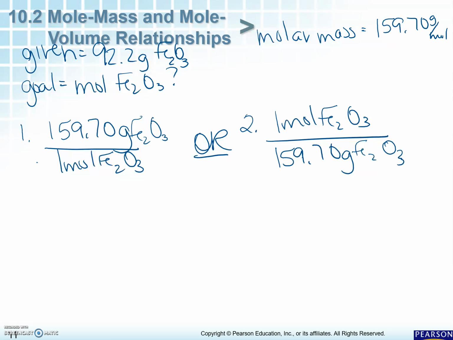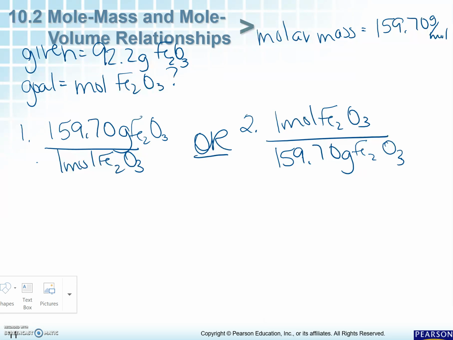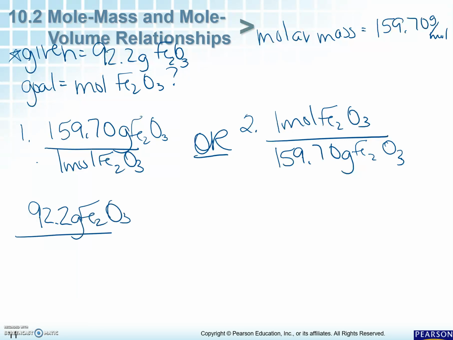Now, we will start once again by answering our questions, starting with our given. So the given in this example is our 92.92 grams of iron oxide. So that's what we're going to start with now. 92.92 grams of Fe2O3 over 1. Once again, this number 1 is simply a placeholder. We want to make sure that everything is lined up very nice and neat.